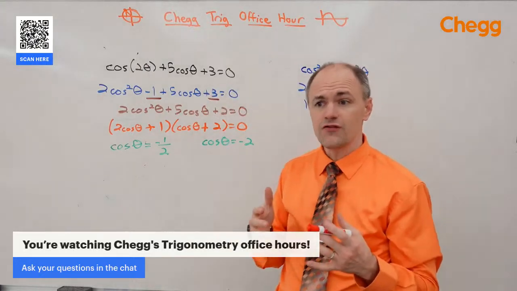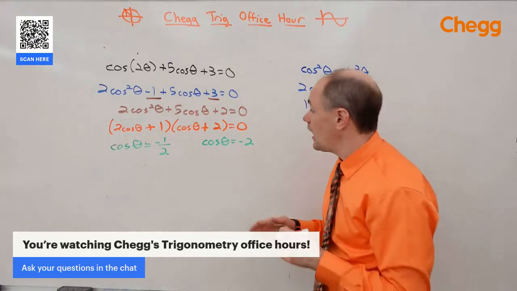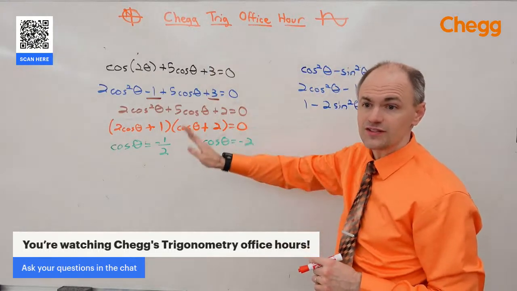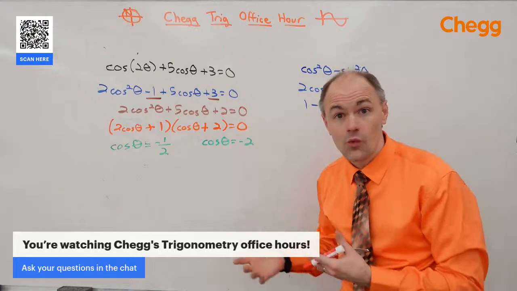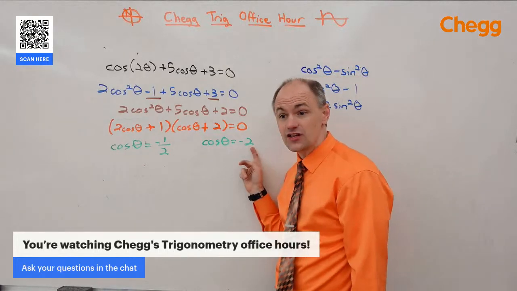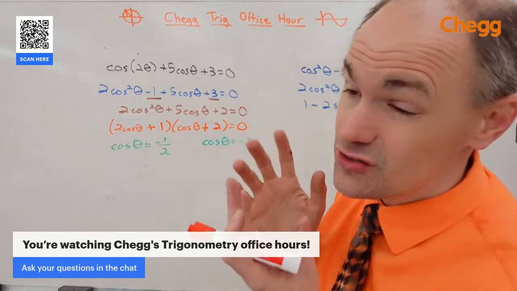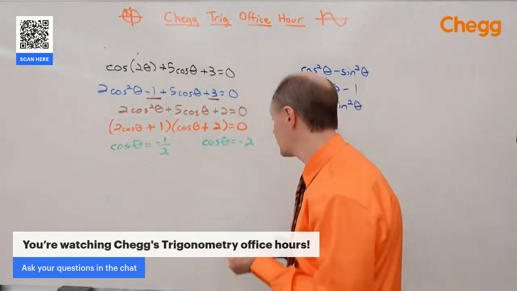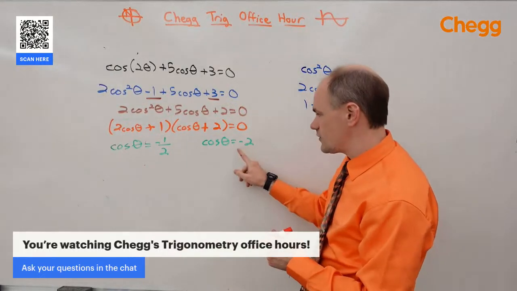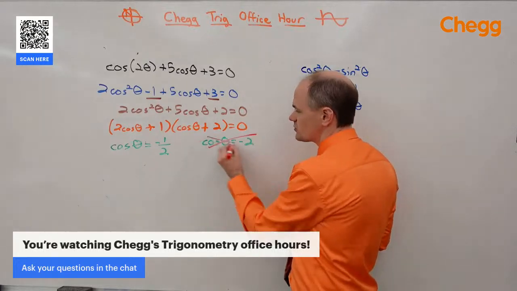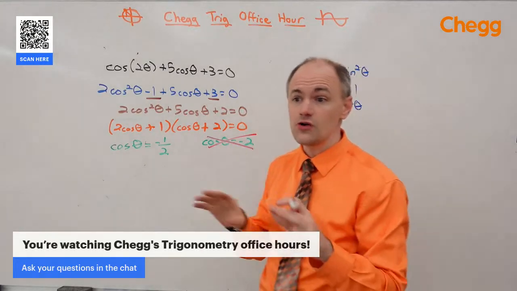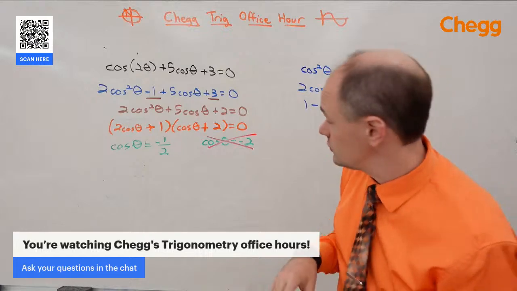If you were here for the beginning of our discussion, you remember we did the graphs, and the graphs bounce up and down from negative 1 to 1. It's never going to actually equal negative 2. Well, unless you use complex numbers, but we're not doing that in this class. So cosine's never going to equal negative 2. We can just throw this one out right away. We're going to get no solutions from that, at least no real solutions.